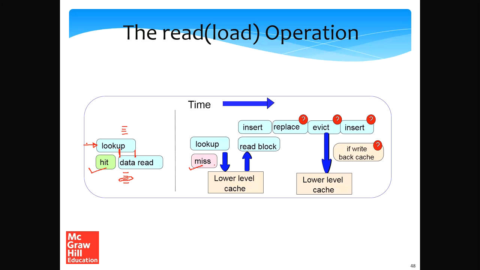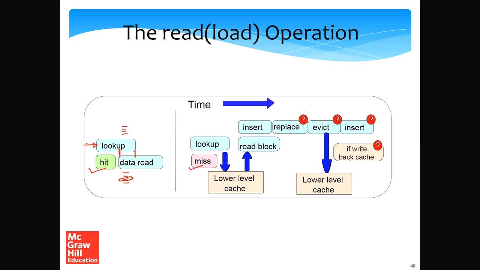Instead, if there is a miss, then we do a lookup in the lower level cache, we read the block, and then we insert it, right? And after inserting the block, it is possible... So these question marks indicate that it will not happen all the time. It can happen sometimes. We find a candidate for replacement, right? One of the lines, and then we evict it.